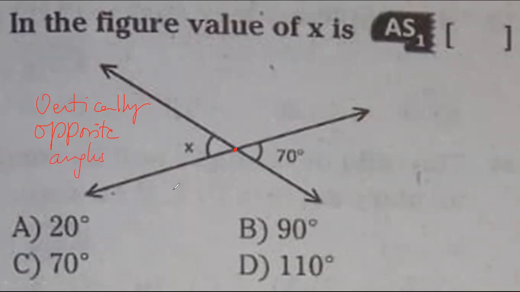x degrees is vertically opposite to 70 degrees. And we can say both will always be equal. Vertically opposite angles are always equal. So what is the value of x? 70 degrees. Option C is correct.